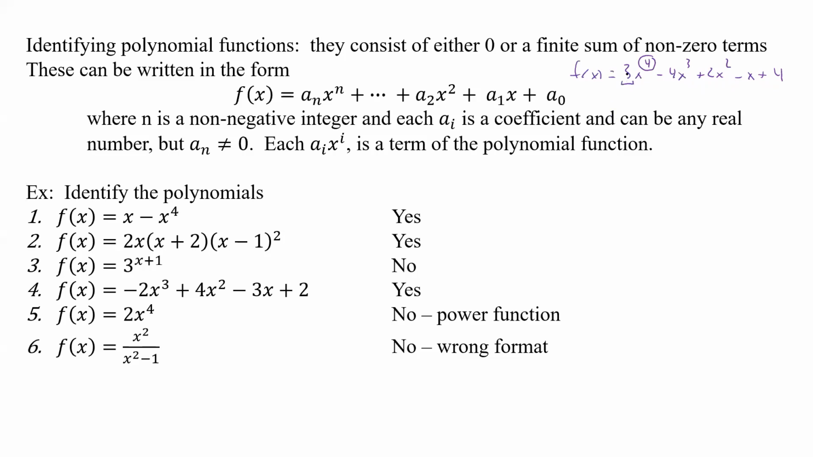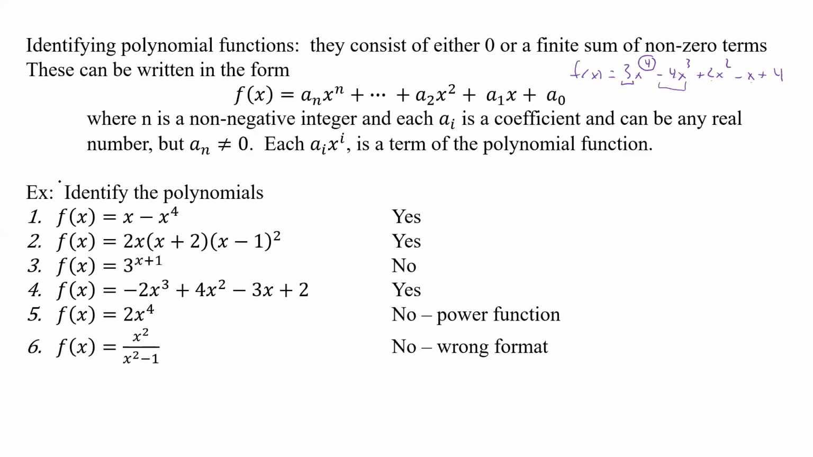But the only key is that number has to be not equal to 0, because if it's equal to 0, then that n is not going to be the highest n, it's going to be the next one down. So whatever your n is for the highest degree, that leading coefficient has to be equal to something besides 0. Each term here is basically a term of the polynomial. So this one has 1, 2, 3, 4, 5 terms. Some are going to have 2 terms, some 3 terms. It just depends on the polynomial itself.